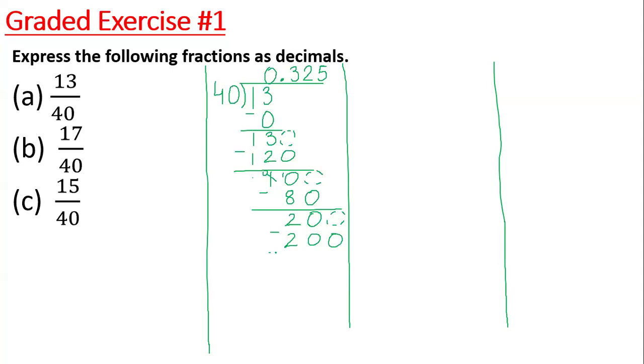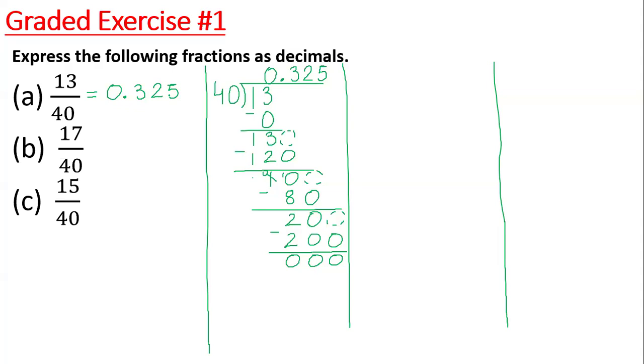200 minus 200 will give you 0, making the answer 0.325. Very good. So the answer is going to be equal to 0.325.